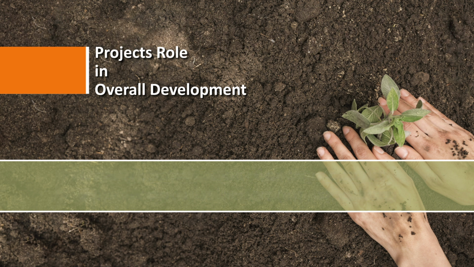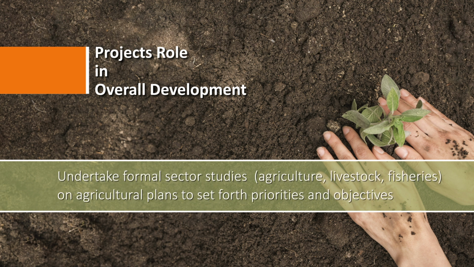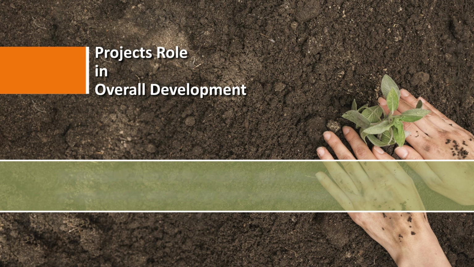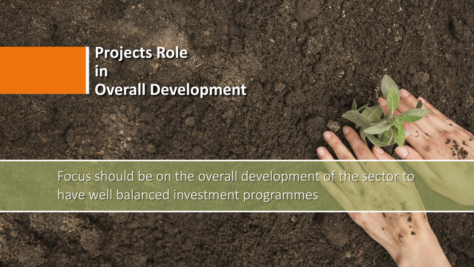We need to undertake formal sector studies: for the agriculture sector we need to have a study, for the livestock sector we need a study, and for the fisheries sector we need a study. If we are preparing an agriculture plan and want to set the priorities or objectives for agriculture development, we need formal sectoral studies on different sectors like agriculture, livestock, and fisheries. Then the focus should be on the overall development of the sectors, to have a well balanced investment.